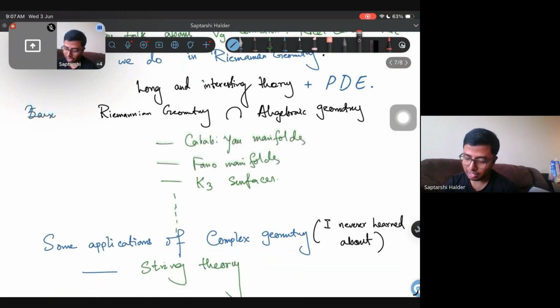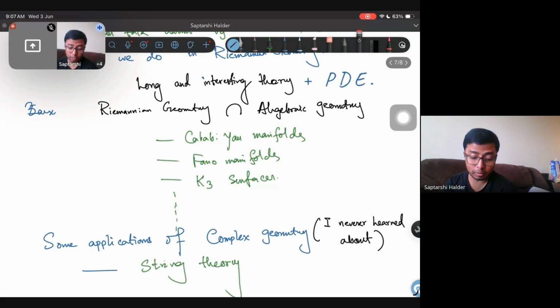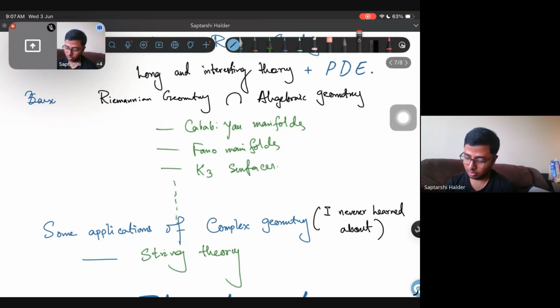Some people ask about the practical implementation of complex geometry. Some of the applications, as far as I know, are in string theory. In string theory, complex geometry is extensively used, but I don't know anything about how we apply complex geometry to string theory. But I heard, or I learned, that it has extensive application in string theory.